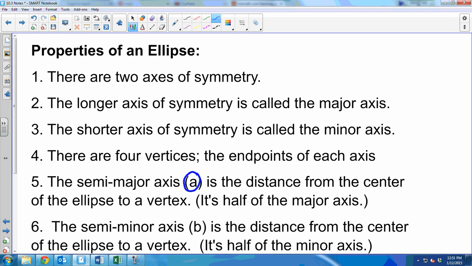Again, it's just half of the major axis, so you can measure the distance from the center to a vertex on the major axis, and that gives you the semi-major axis. Same thing works for the semi-minor axis, but it's represented by B. It's half of the minor axis, so its distance is from the center to a vertex on the minor axis.